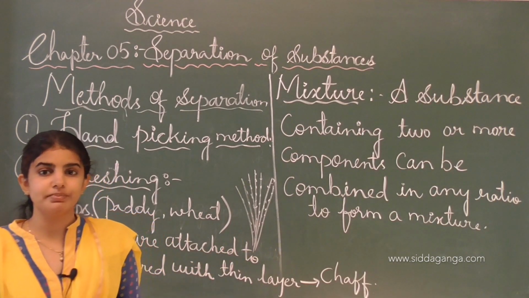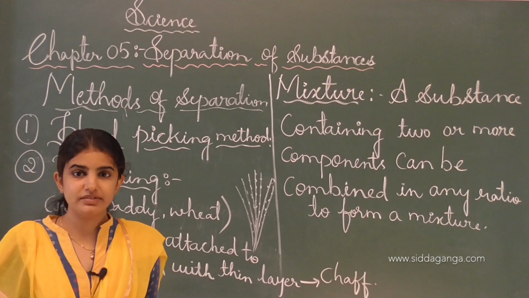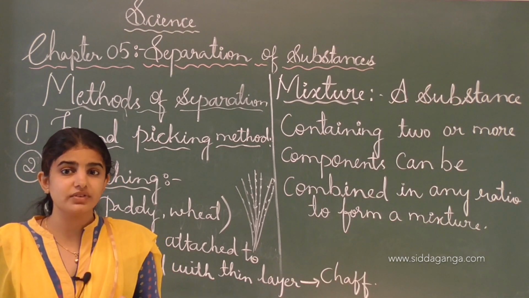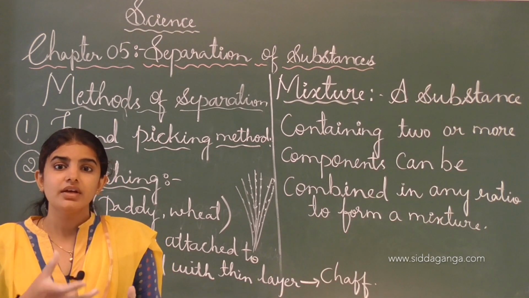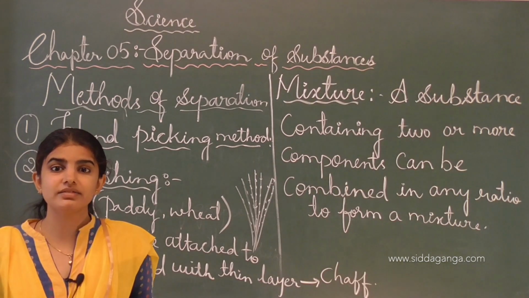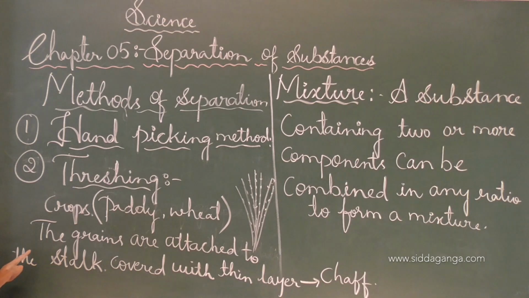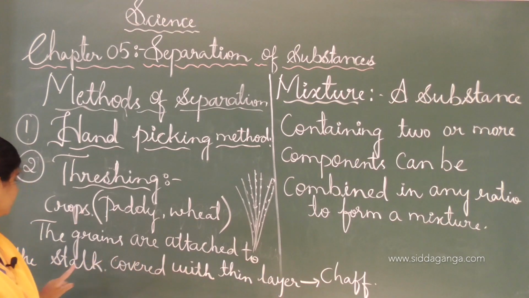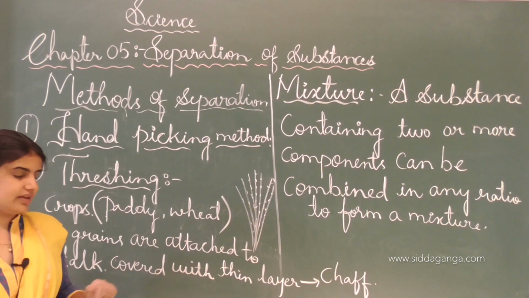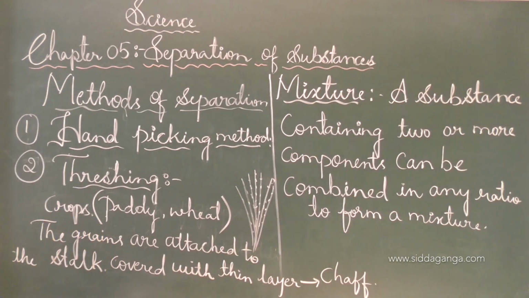Before beating, first we keep the stalk under the sun so that it dries up, and later the grains will easily separate out from the stalk. And chaff is nothing but the grains attached to the stalk or covered with a thin layer. What is the meaning of threshing? Threshing is when the grains are separated from the stalk.